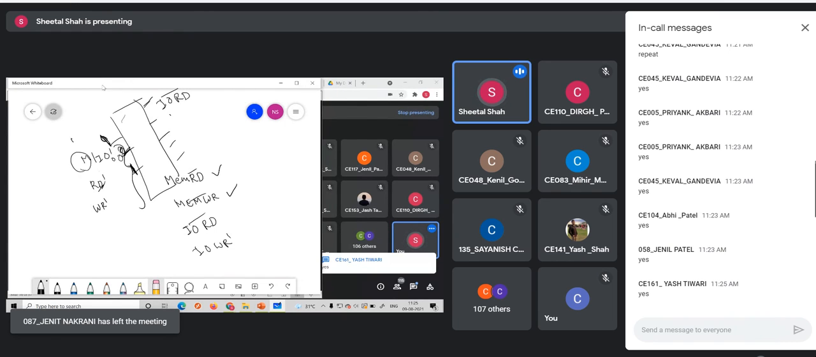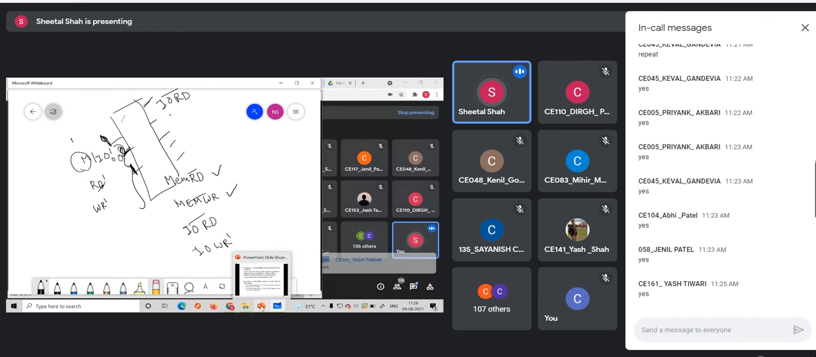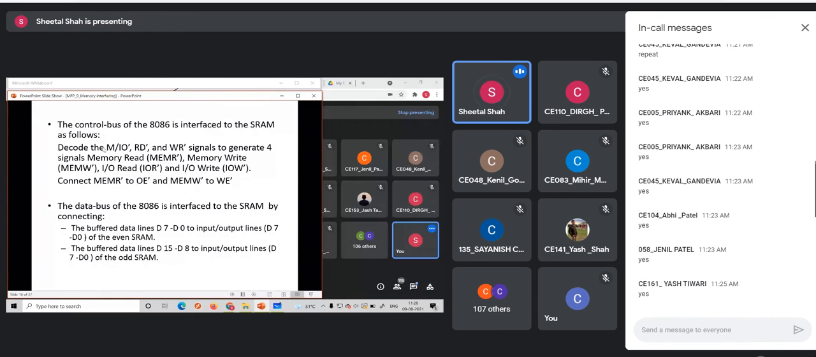This is how you can get these control signals: memory read bar, memory write bar, IO read bar as well as IO write bar. Decode the M/IO bar, read bar and write bar signals to generate four signals: memory read bar, memory write bar, IO read bar as well as IO write bar. Now connect the memory read bar to the output enable bar of the RAM IC, and memory write bar to the write enable bar of the RAM IC as well as the ROM IC.